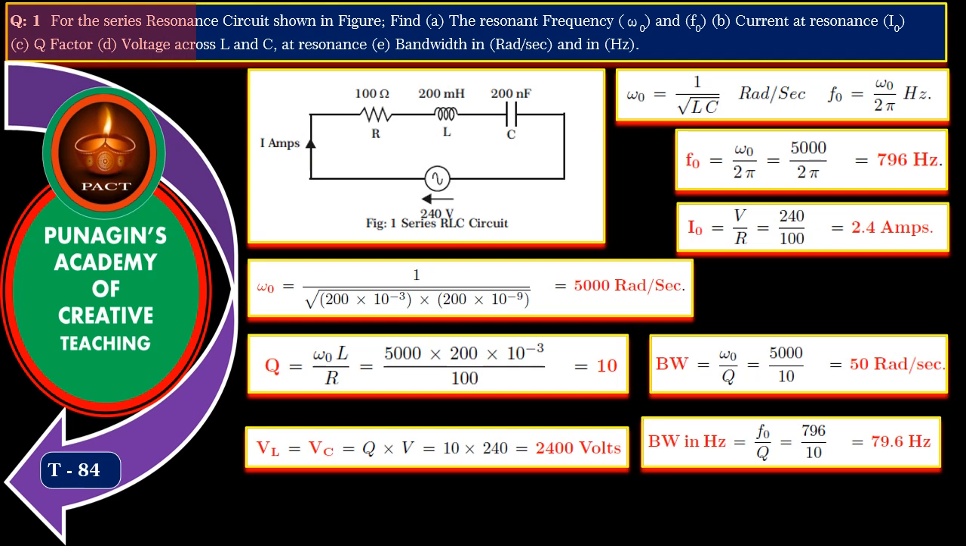Friends, first let us solve question 1, wherein we are required to find the resonant frequency omega naught and f naught, current at resonance I naught, Q factor, voltage across L and C at resonance, and bandwidth in radians per second and in hertz.